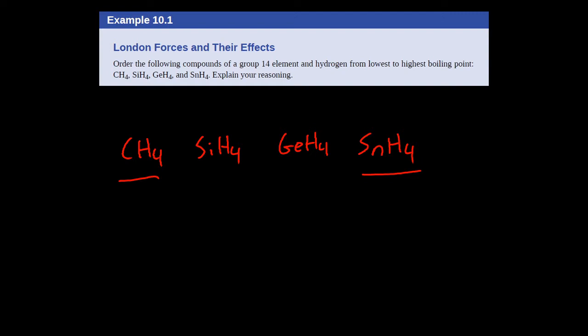Again, this is our logic connection here. The higher the boiling point, the stronger the forces between the individual molecules. That's the case because if there are strong interactions between the molecules, then you have to put in more energy to break the molecules away from each other, which means that it has to be at a higher temperature. The boiling point is going to be higher.